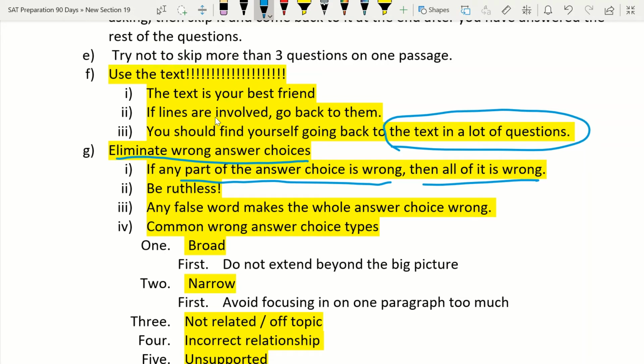You have to be ruthless about getting rid of answer choices, because there are 4 of them. And if you're not ruthless, you're going to end up getting stuck between 2, and you're going to waste time trying to decide which one's wrong and which one's right. That's why if a single word of an answer choice is wrong, the answer choice is wrong, period. You can get rid of it. Any false word makes the whole answer choice wrong. You've got to be ruthless about this. You just have to.